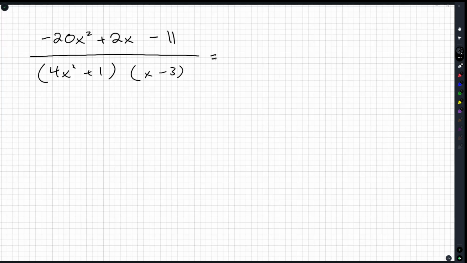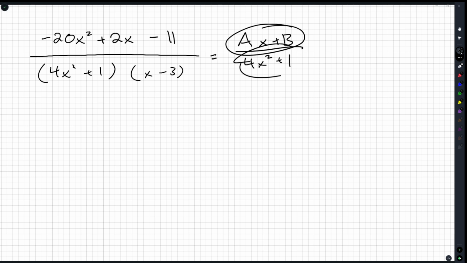Okay. So what do we do? What's our setup? We'll start with the quadratic. So we get ax plus b over 4x squared plus 1. You always put a generic linear term above each quadratic when you're doing your partial fraction decomposition. And then we need just a single constant over the x minus 3 part. So our new goal, ultimately we're trying to integrate, but right now is to figure out what a, b, and c are.